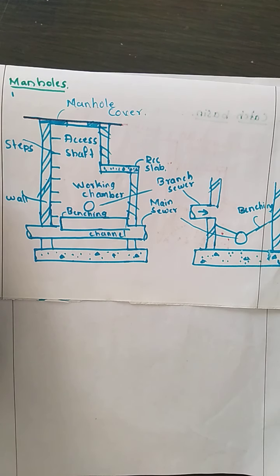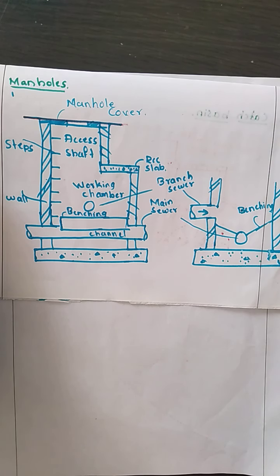Now these manholes are divided into types: the shallow manhole, the normal manhole, and the deep manhole. Shallow manholes are provided at a depth of around 0.75 to 0.9 meter, and they are constructed at the start of the branch sewer. They are also known as inspection chambers.